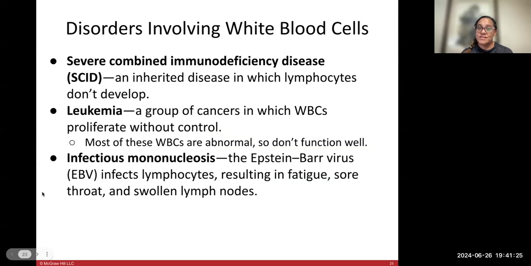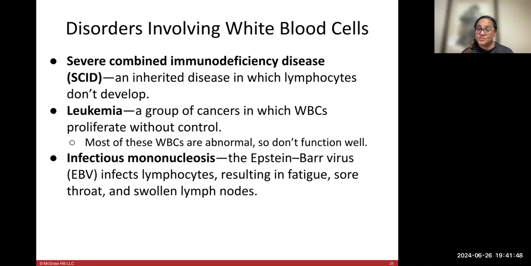Disorders involving white blood cells. SCID, or severe combined immunodeficiency disease, is an inherited disease in which lymphocytes just don't develop at all. This is more commonly known as the bubble boy disease, where he lived in a plastic bubble. This is treated with stem cell therapy nowadays, but in the 80s, there was no treatment. He had to live in a bubble.